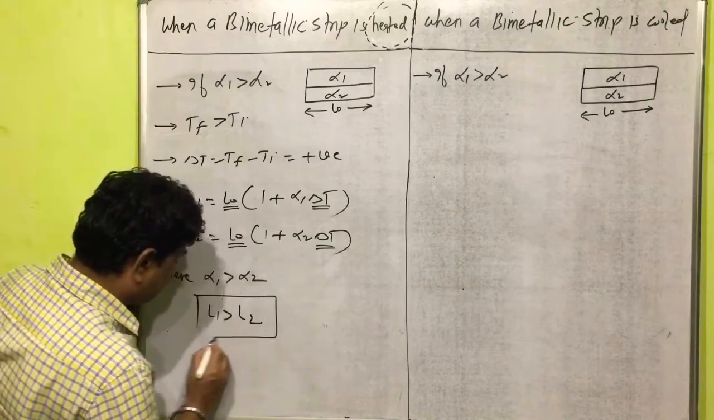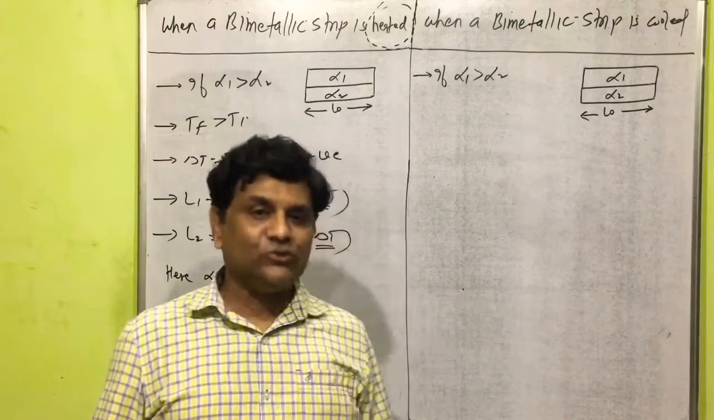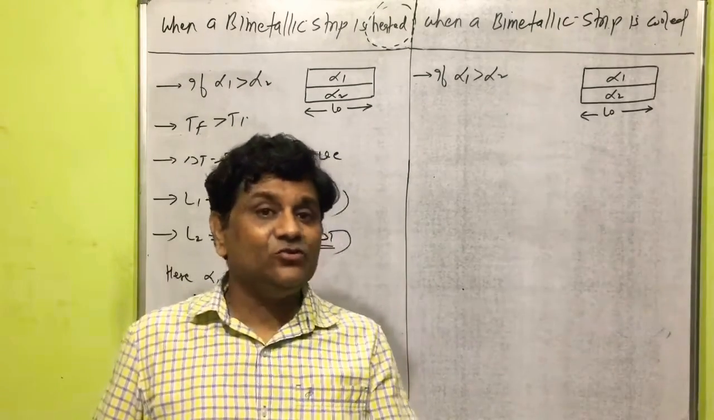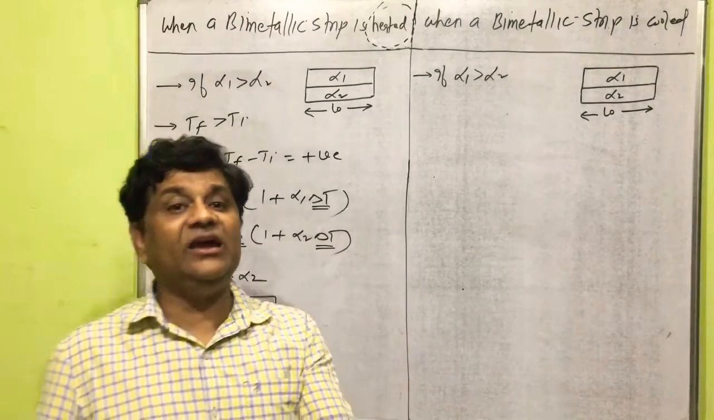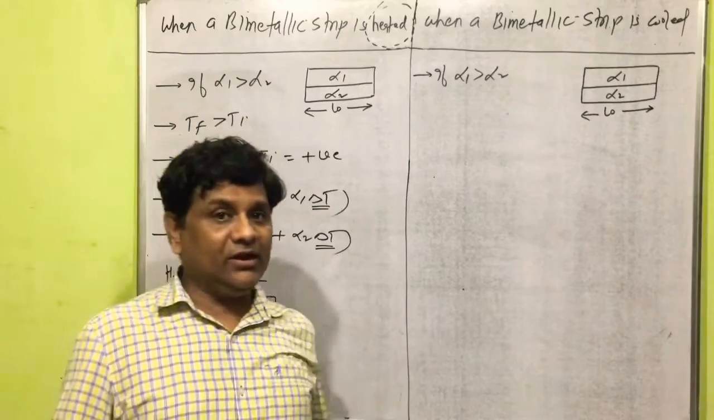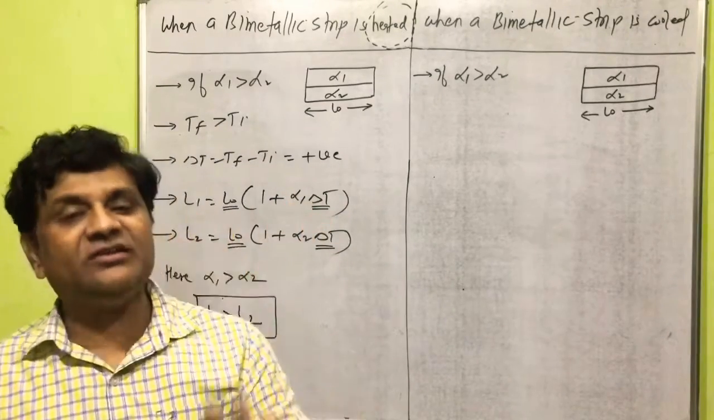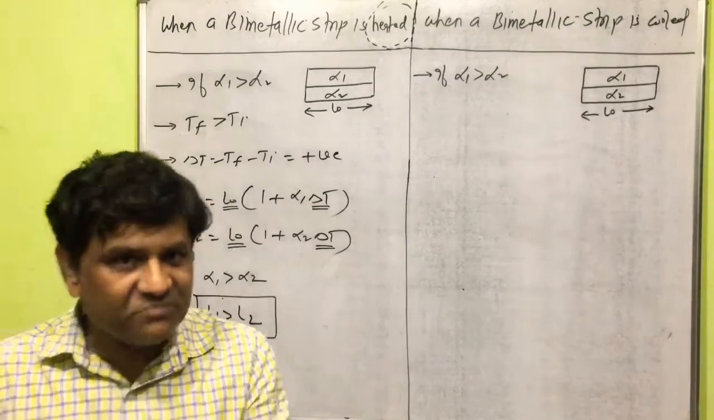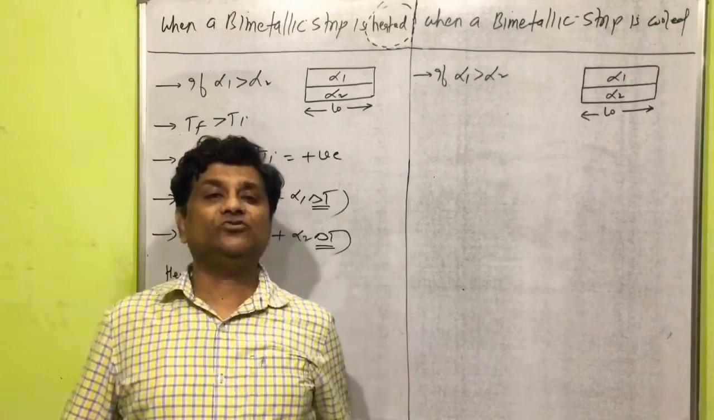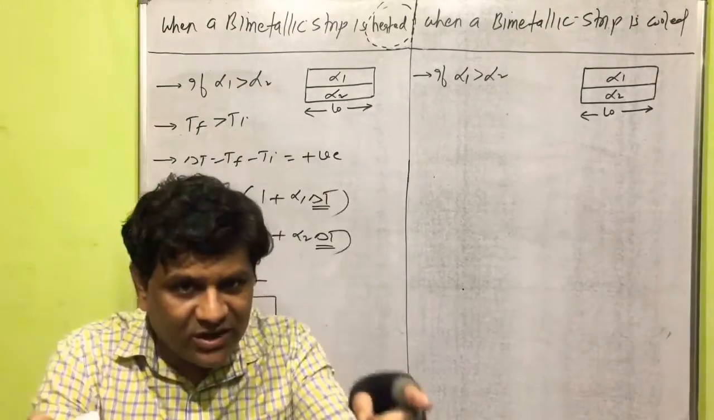Now this is the very important relation we have taken on the board here: L1 is greater than L2. What does it mean? L1 is greater than L2 is proving that a bimetallic strip is not straight. And if the bimetallic strip is not straight, simply we can say if L1 is greater than L2, a bimetallic strip will bend into an arc.